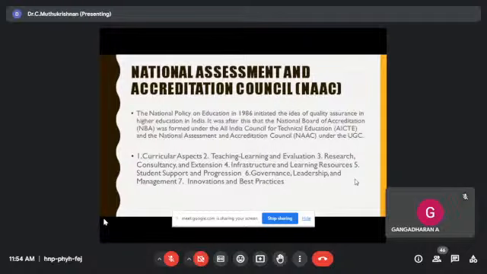So what are the 7 criteria? First, curricular aspects; second, teaching, learning, and evaluation; third, research, consultancy and extension; fourth, infrastructure and learning resources; fifth, student support and progression; sixth, governance, leadership, and management; and seventh, innovations and best practices. If the educational institutions fulfill all the 7 criteria, they will automatically get good marks from NAAC also. If they get good marks, automatically they will go for A plus plus. I don't want to tell anything more about NAAC, the National Assessment and Accreditation Council.